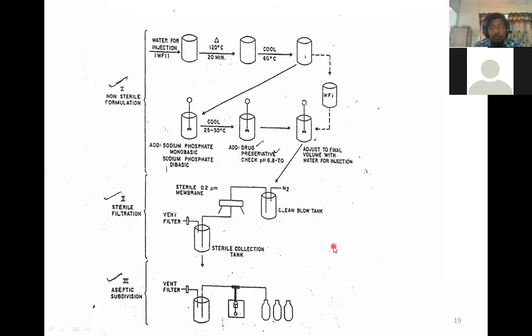I request students to take a screenshot of this flow chart and draw it in your notes after the class. Okay. So take a screenshot, everybody. Yes? Can I change the slide?